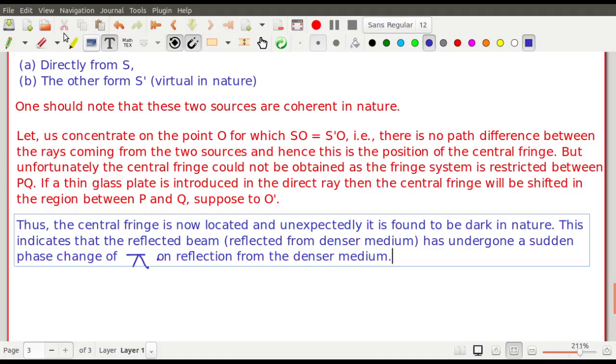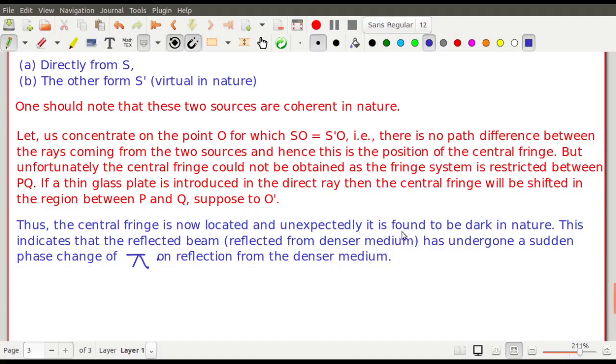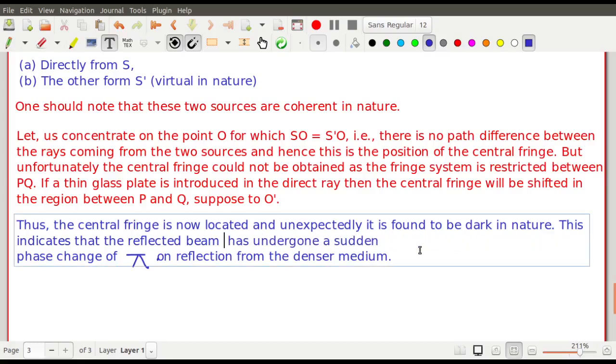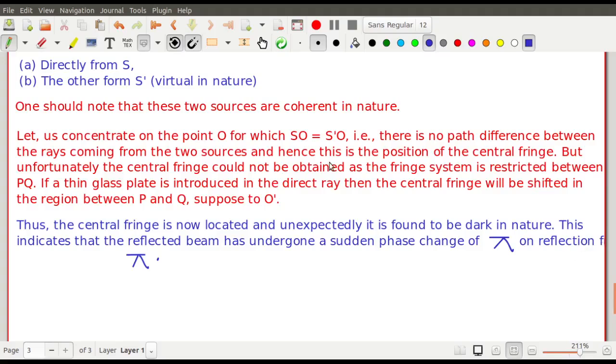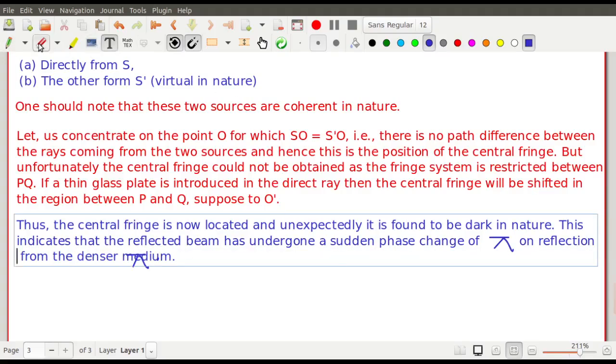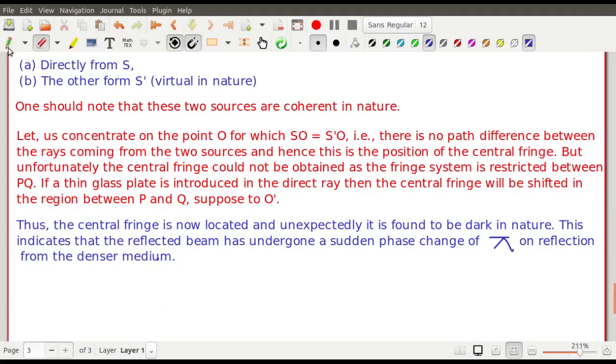So we need to change this statement a little here, so let me remove it from here. That would be better for our understanding. Has undergone a sudden phase change of pi on reflection from the denser medium. Okay, so now it appears proper. Thus the central fringe is now located, and unexpectedly it is found to be dark in nature.